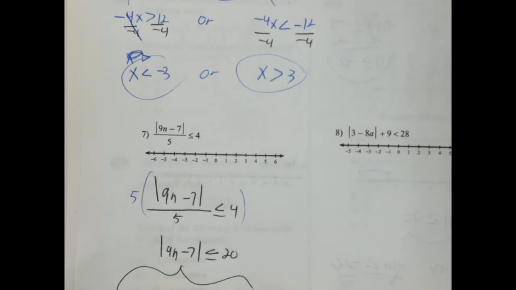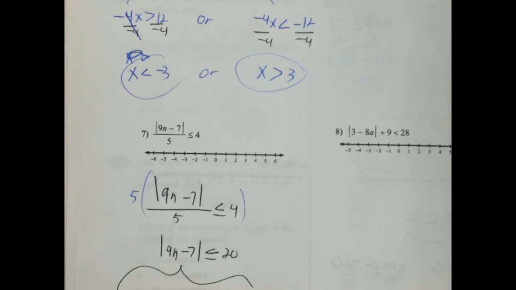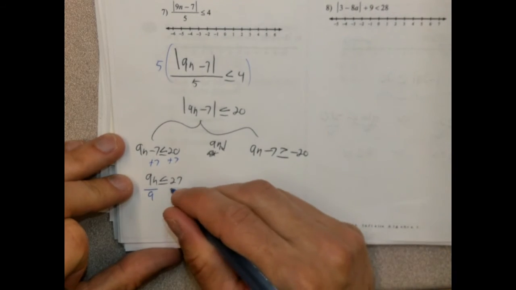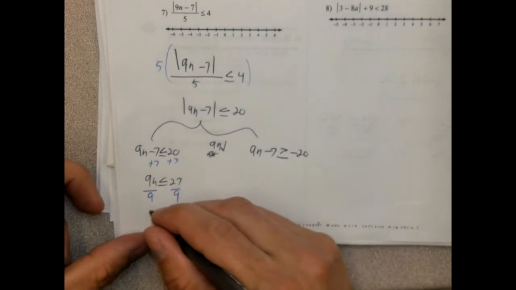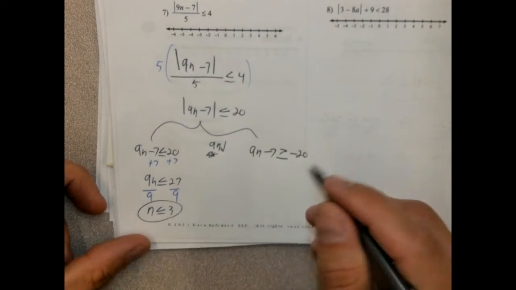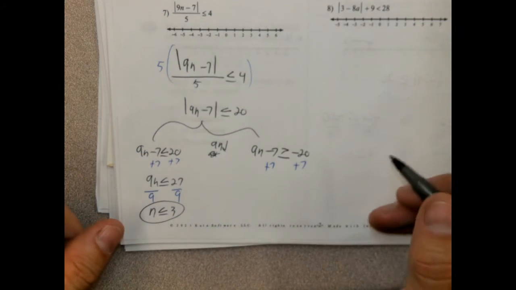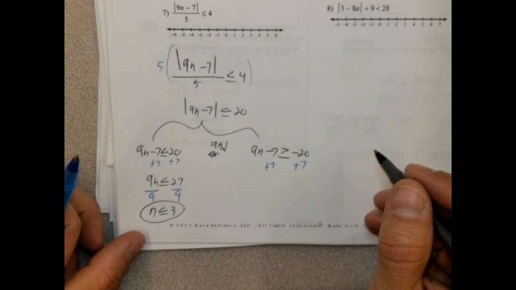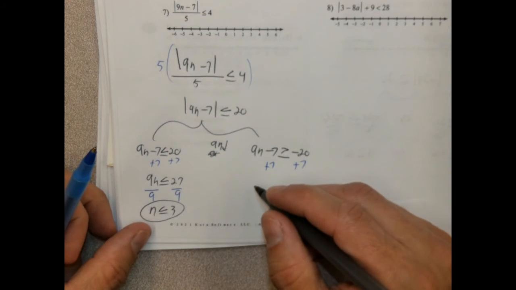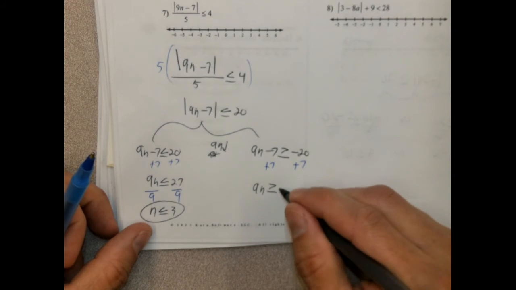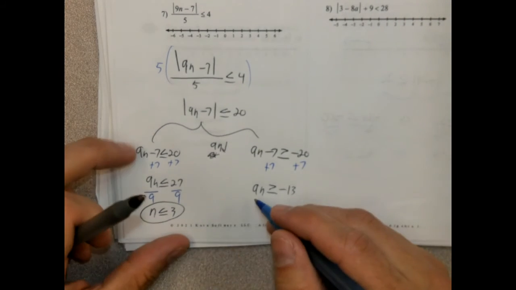Okay. Now we're going to add 7 here. So 9n is less than or equal to 27. Oops, I'm off the camera, sorry. Here we go. Divide by 9. And n will be less than or equal to 3. So here we're going to add 7 to both sides. And we're going to get a fraction here, but that's totally fine. That's completely normal. So 9n is greater than or equal to negative 13. Now divide by 9.